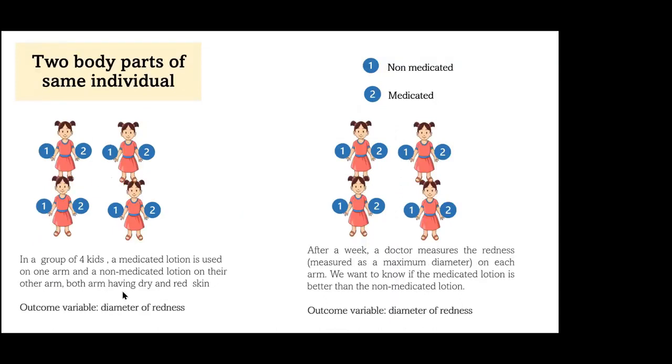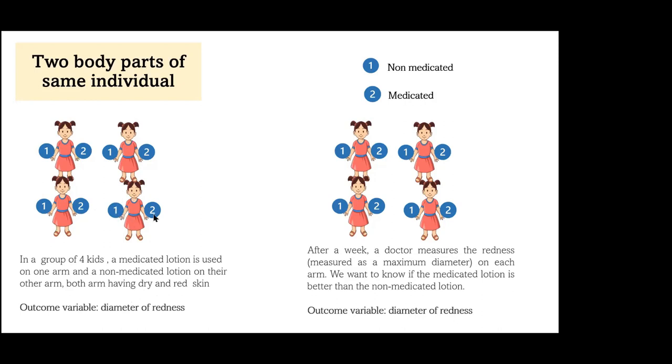Again, the two body parts of the same individual, this is also a paired observation. Like this is a group of 4 kids. So as a medication, we have used lotion on the right arm and left arm of the kid. And then the outcome variable, what we measured, was the diameter of the redness. In this case, both arms had dry skin. So we want to see where the redness disappeared, in case of 1 or 2.